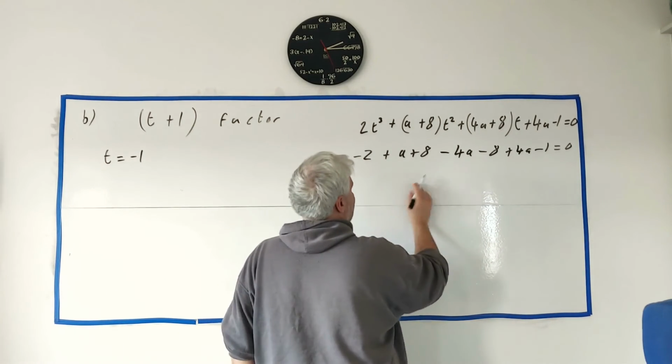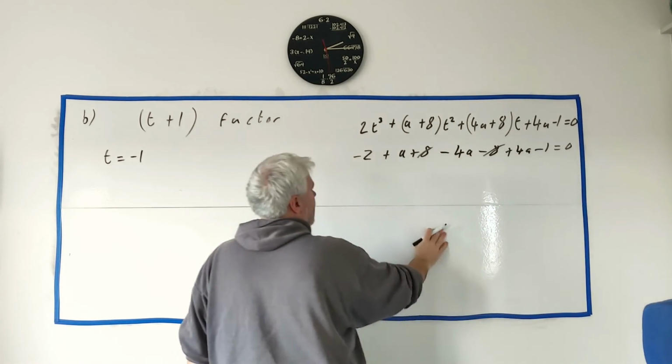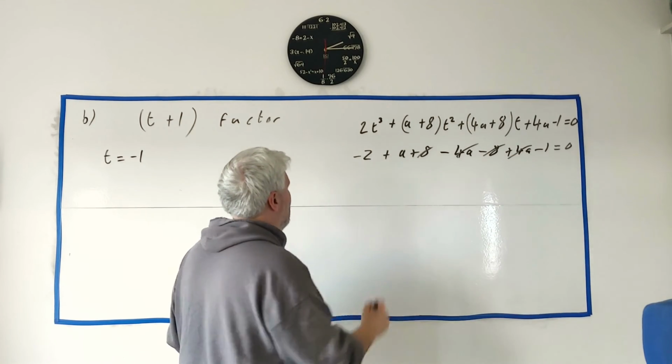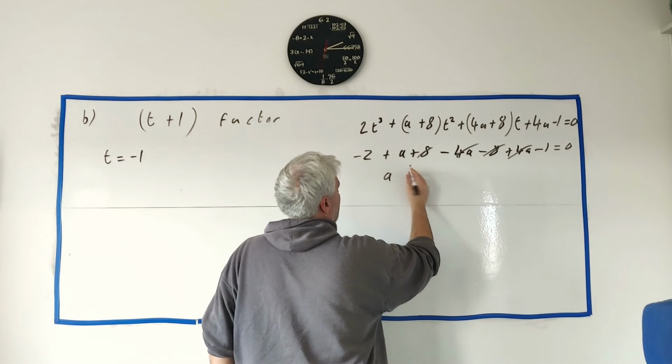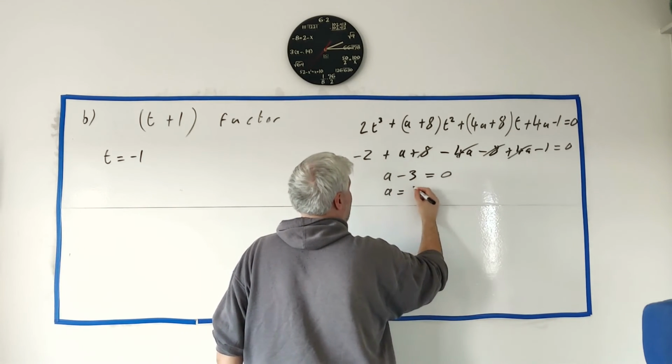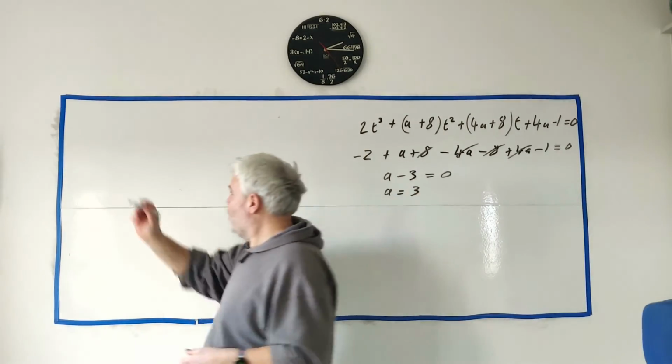Okay, we have a lot of things cancel out. 8 take away 8. 4a and minus 4a. So what are we left with? We're left with a minus 3 equals 0, or a is equal to 3. Okay, on to part C.